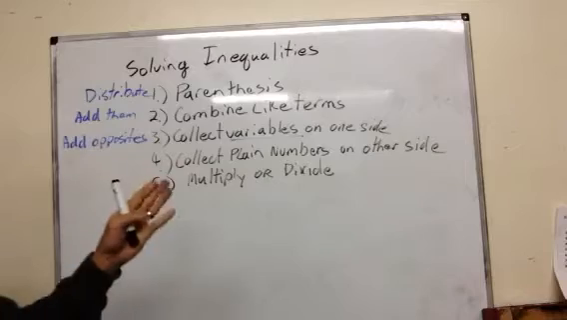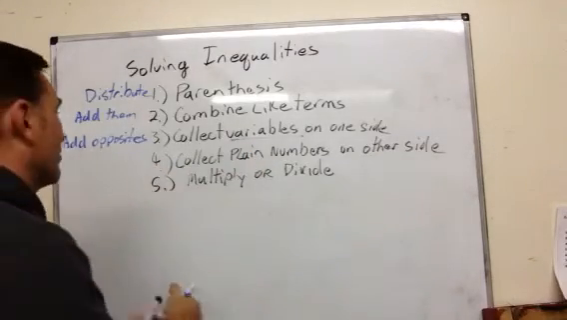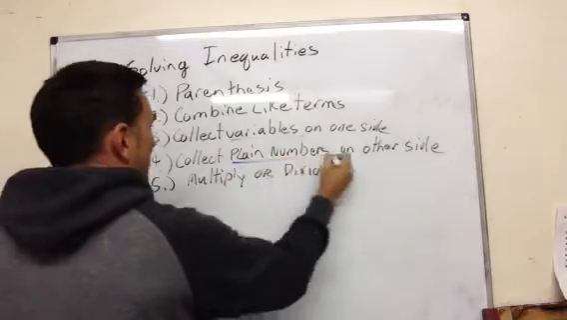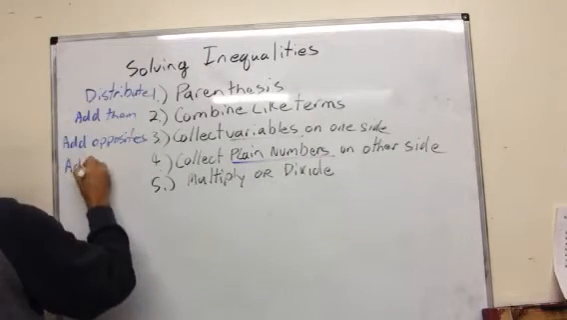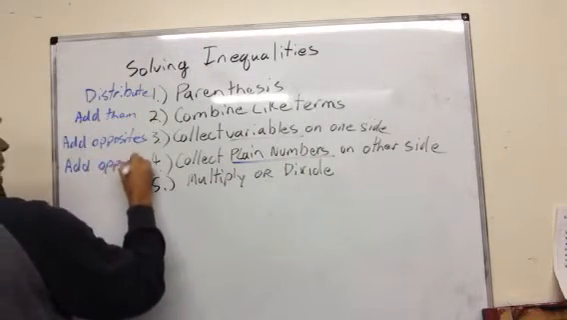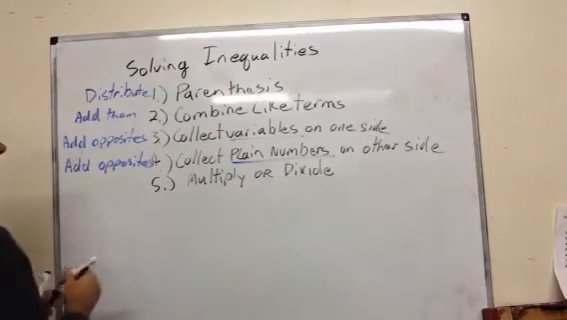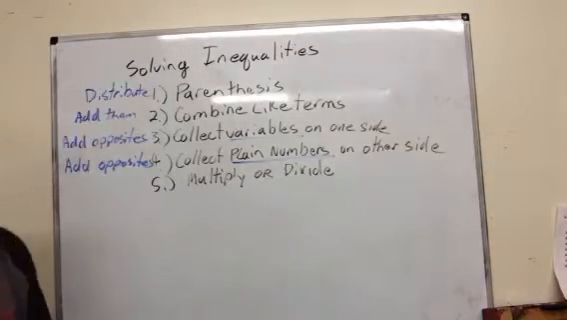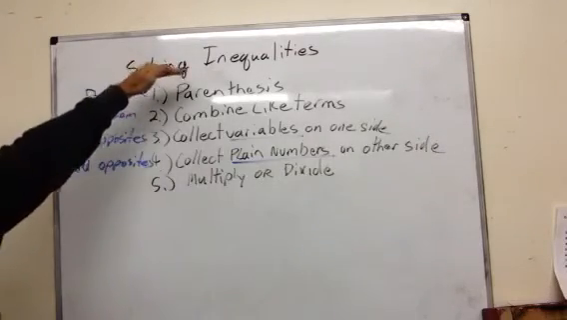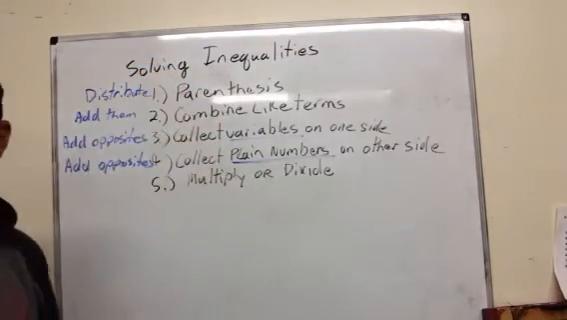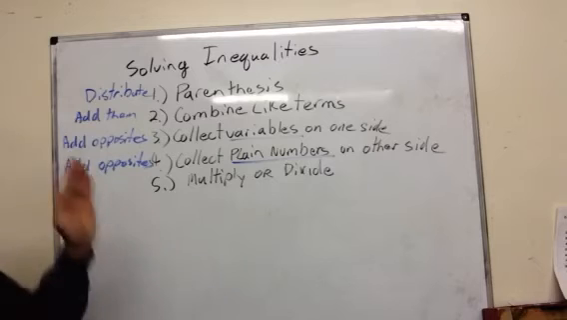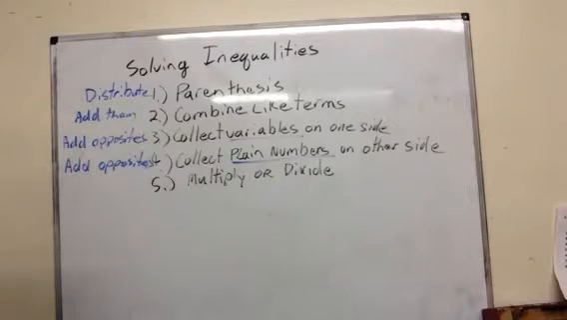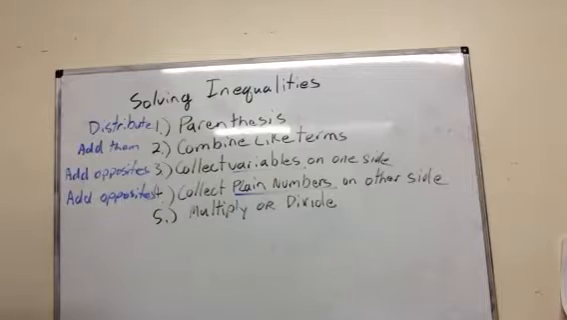Then, once you get the variables on one side, we want to get the plain numbers on the other side. Again, we're going to add opposites in the plain numbers. And then finally, we're going to multiply by the reciprocal or divide by that number, depending on what the problem looks like. So as you can see, you remember all these different steps. We've talked about them quite a bit. We're going to use the exact same steps. If you need to copy them down again, pause the video and copy these down, because we're going to be using these over the next few weeks.